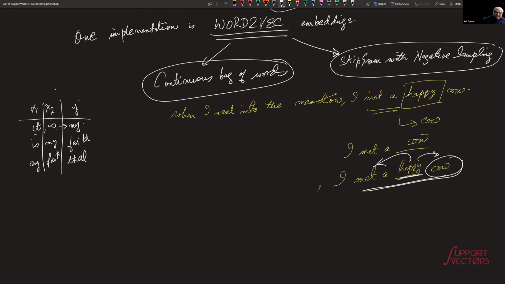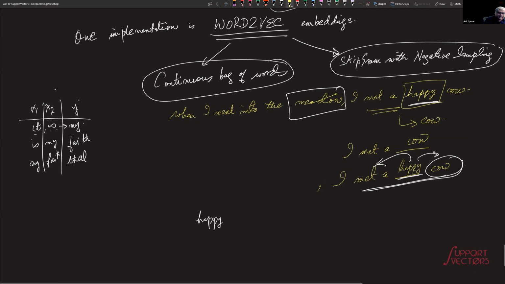Let's say that we are looking at the word happy, right? The word happy coexists with these words. Let me take two words after that. Actually, let me take a word which has a lot of neighbors. Let's take this word meadow. Then you can create a window.